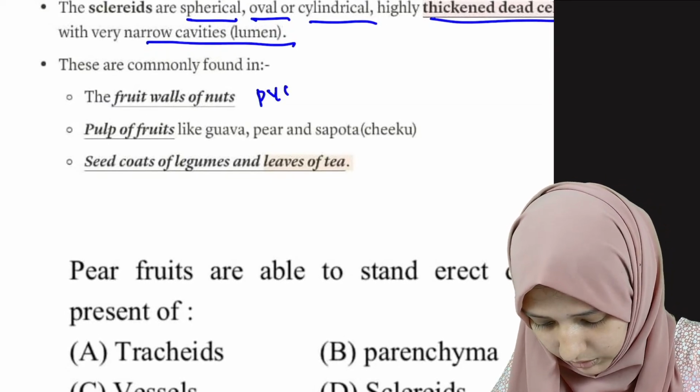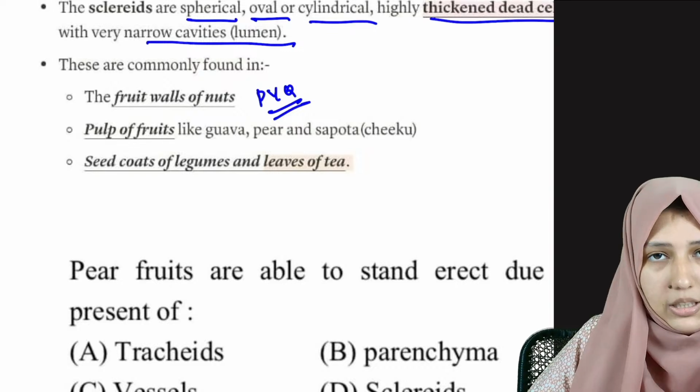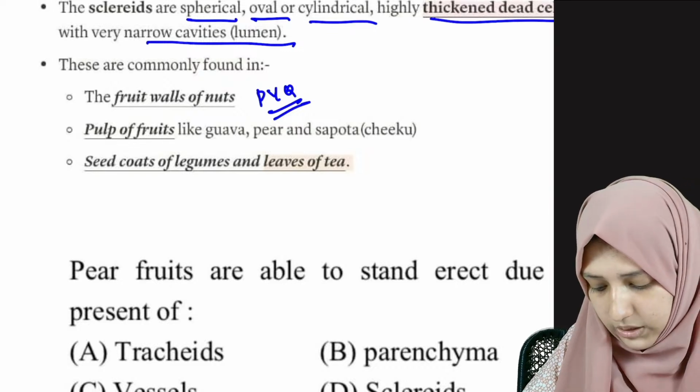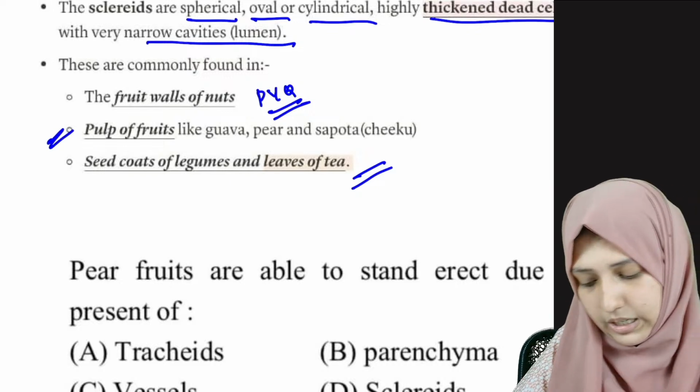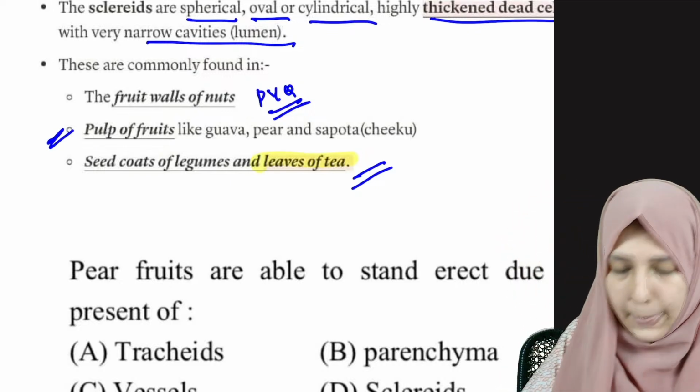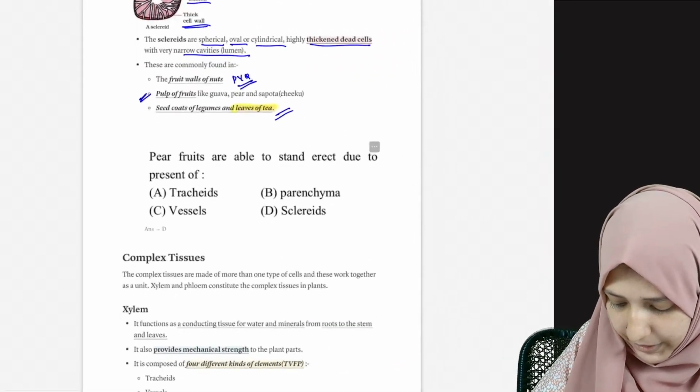Now where are these found? This was a PYQ, I think. Sclerenchyma is present in fruit walls of nuts, pulp of fruits, seed coat of legumes and leaves of tea. Clear?